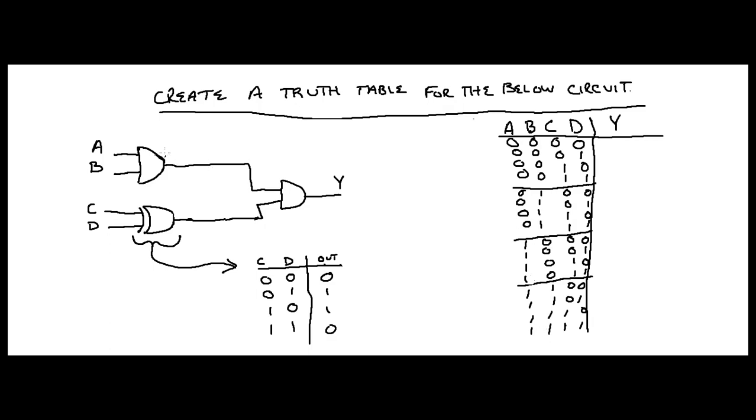Okay. So, again, let's use the same method we did before. With A and B, if A is 0, or B is 0, then the output of your AND gate is going to be 0. So this will be 0, which means your input's going to be 0, which means Y will be 0, right? So quite simply, 1, 2, 3, 4. Same thing with the next group of 4, right? 1, 2, 3, 4. Next group, same thing. 1, 2, 3, 4.